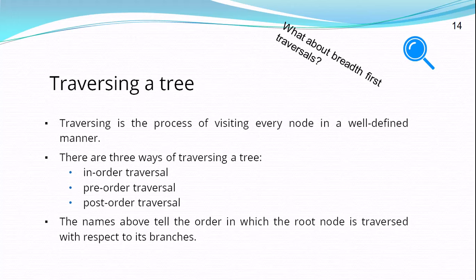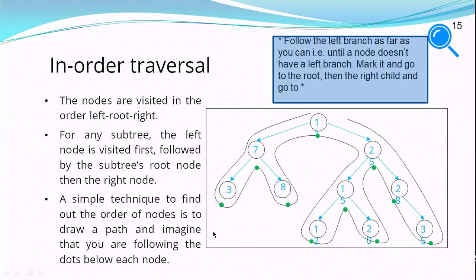And that is one of the reasons I took a preliminary top-level view of Java before presenting you with this material. So please check that material out. One of the important documents is just a document entitled Objects. So the names above give you an indication of the order in which the root node is traversed with respect to its branches. What on earth am I talking about?